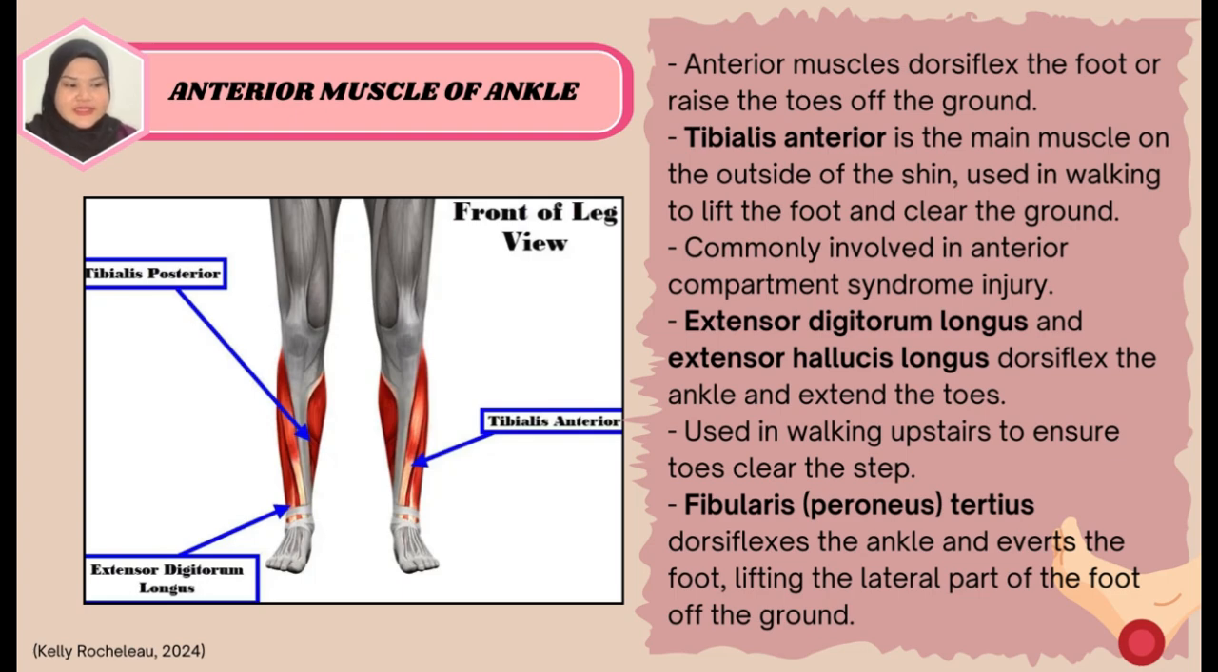Second, the extensor digitorum longus and extensor hallucis longus dorsiflex the ankle and extend the toes. Therefore, these muscles are used in walking upstairs to ensure the toes clear the step. And lastly, the fibularis peroneus tertius dorsiflexes the ankle and everts the foot, lifting the lateral part of the foot off the ground.